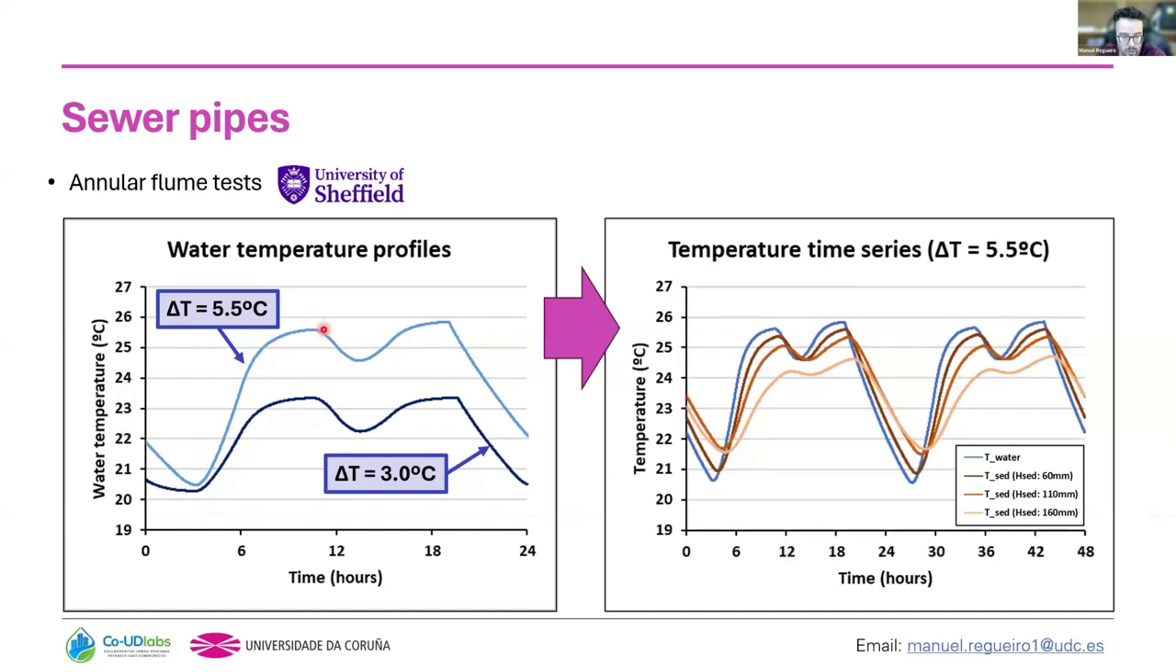As I mentioned, we could reproduce the wastewater temperature patterns of sewers in the lab, and we tested different daily gradients. And these are the results with the temperatures at the bottom of the sediments for different sediment depths. You see again that we have the wastewater in blue, and then how this sinusoidal curve is attenuated and time shifted as the sediment depth increases.